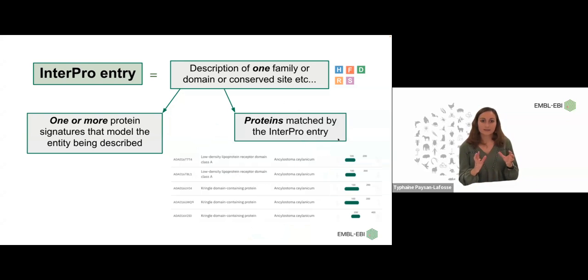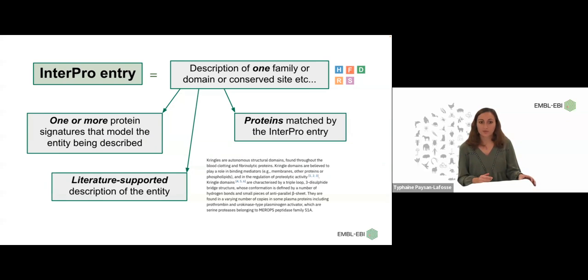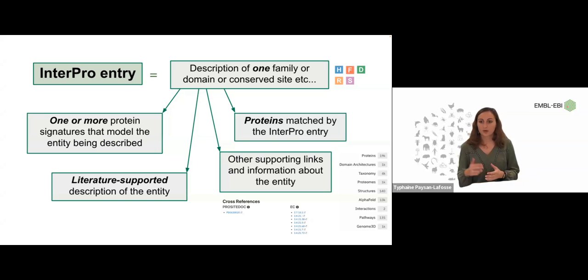And from this model and the protein matches, we have a list of the proteins for the InterPro entry. We also provide literature references and a description for the entry, describing its function, involvement in diseases, or usage in drug discovery processes. Additionally, we also have more information and links to other resources that can be found on the InterPro entry page.